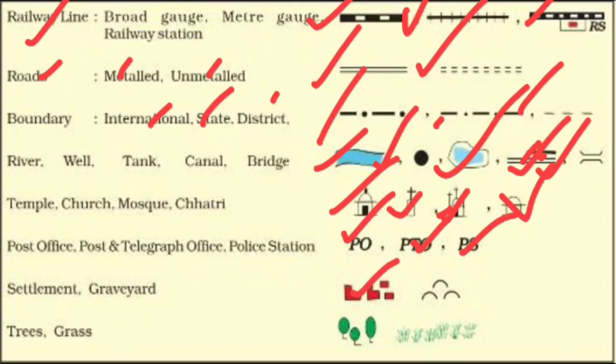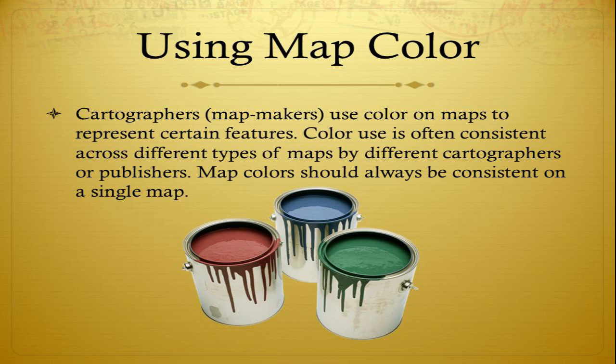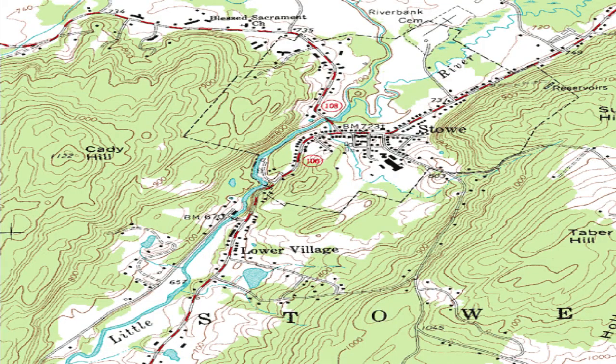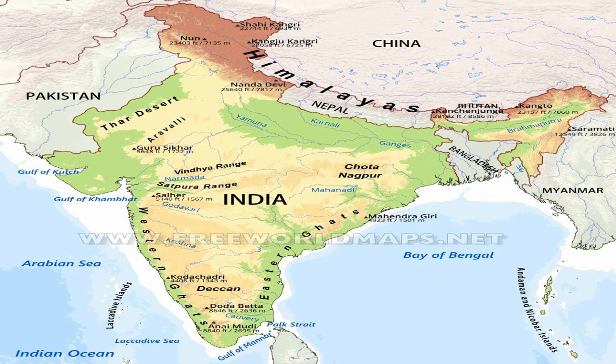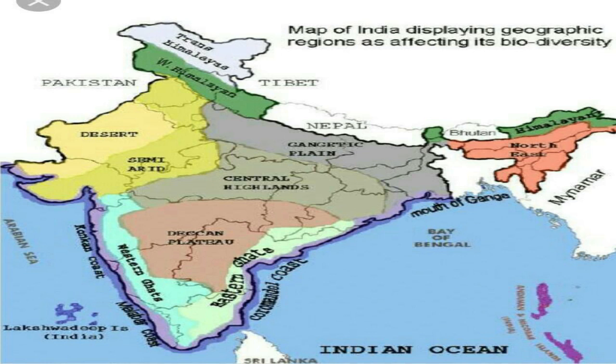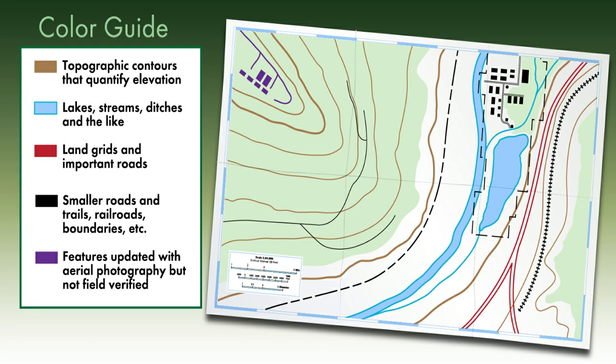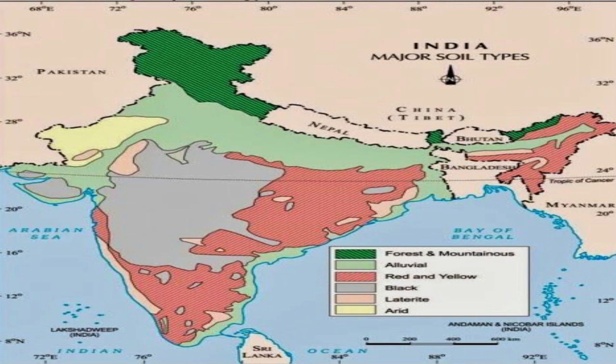Here we can see that with red color we are showing the settlement, and this symbol shows the graveyard. Trees and grasses are also shown with the help of symbols and colors. Cartographers also use various colors on a map to represent certain features. For example, when we draw a topographical map or a physical map of India, or a map of a large area, we use various colors to represent certain features. For example, we use color blue to show water bodies. Brown color is used to show mountains, yellow is used for plateau, and green is used for plains.